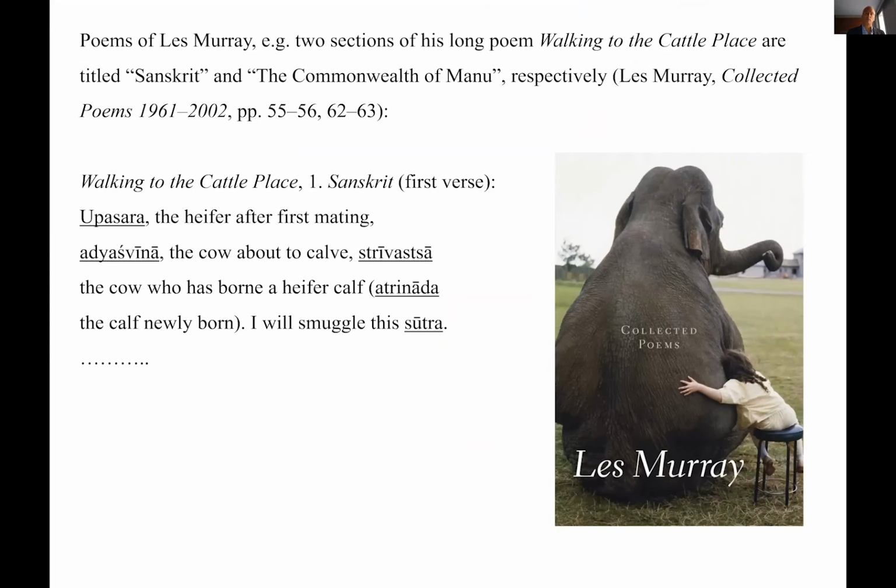Or you think of the Australian poet laureate Les Murray. If you read a lot of his poems, quite a lot of them have references to some aspect of India, gods, practices, and so on. But this poem here, Walking to the Cattle Place, it's heavily punctuated with pure Sanskrit words, right? And he's talking about cattle and using that.